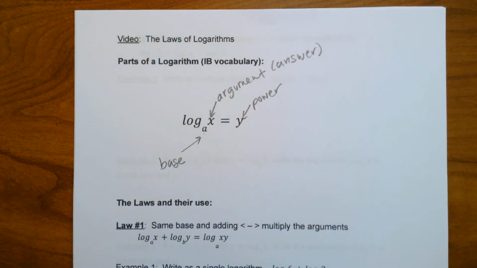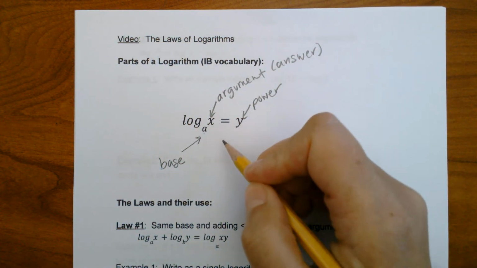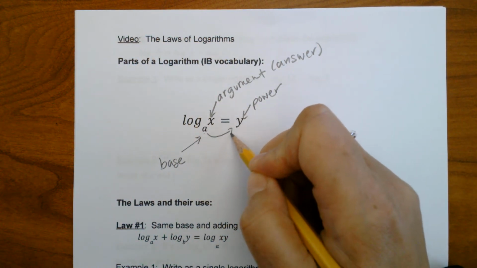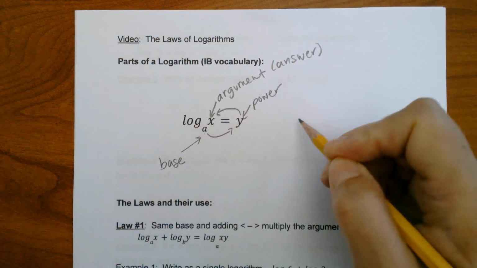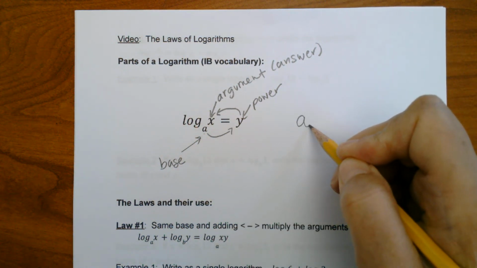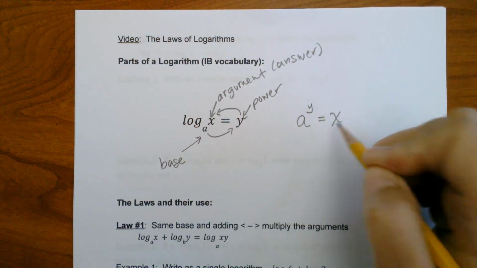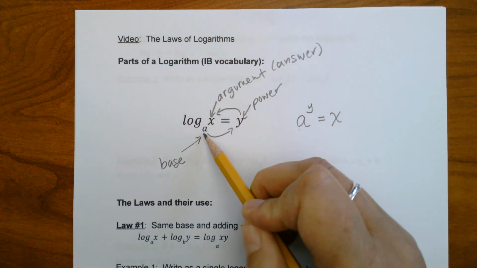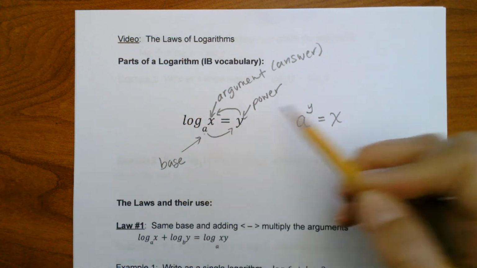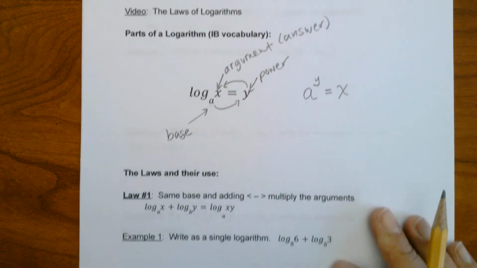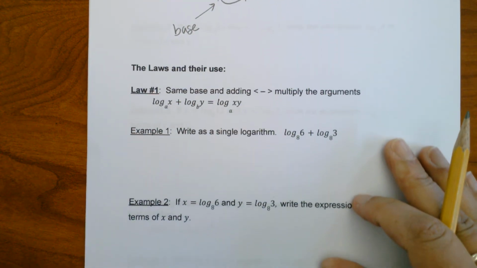Now, how did I get those parts? Well, remember, when we undo a log, when we take the inverse of a log, it's actually going to turn exponential. So we're going to do base a to the power of y equals x. So here we see the base a, power of y, argument or answer x. There we go. Okay. The laws and their use.